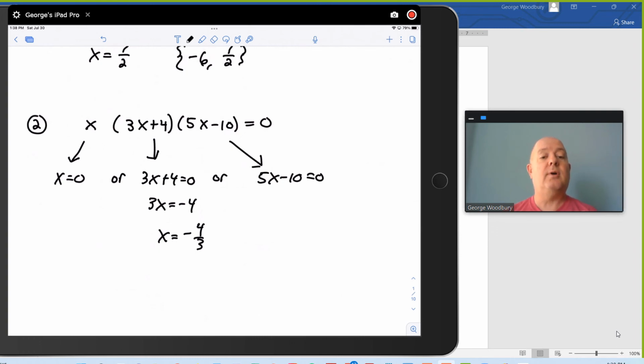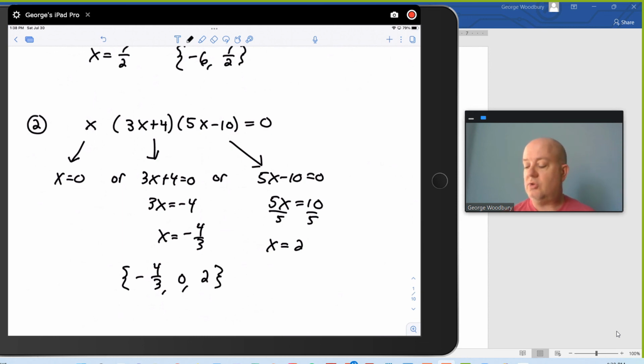For the last one, 5x minus 10 equals 0. Add 10 to both sides of the equation, 5x equals 10. Divide both sides of the equation by 5, and we get x equals 2. So we have three solutions here. I'm going to start with the negative solution, negative 4/3. 0 would be next in ascending order, and then finally 2.